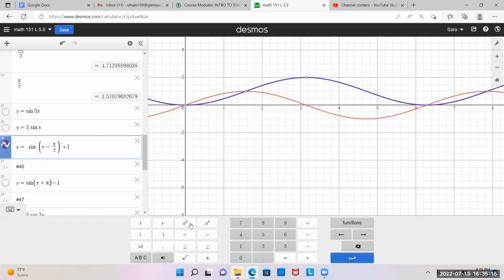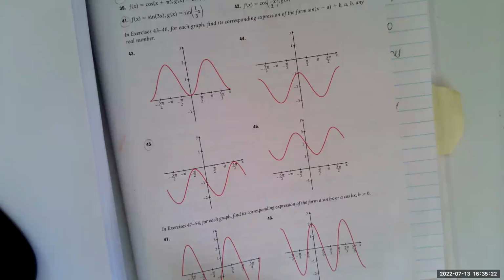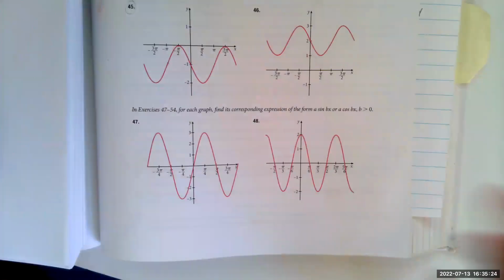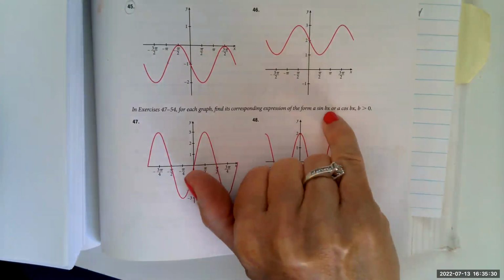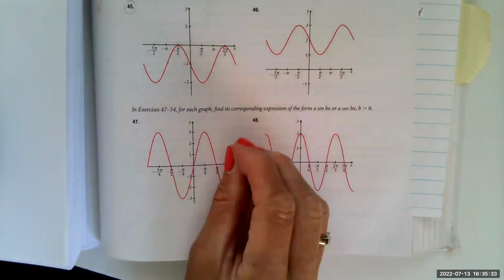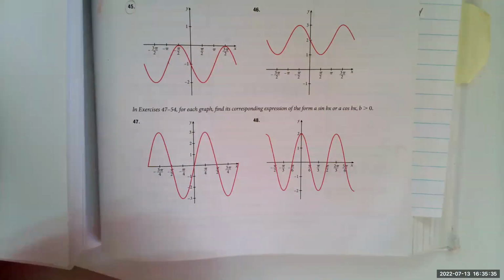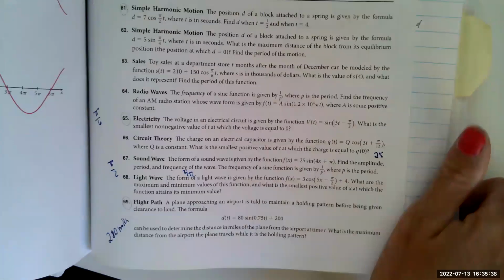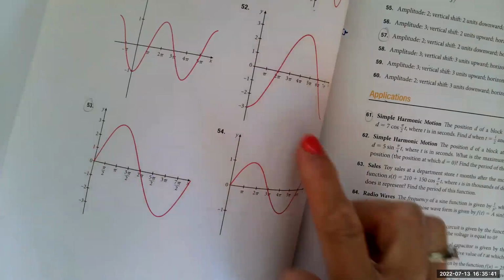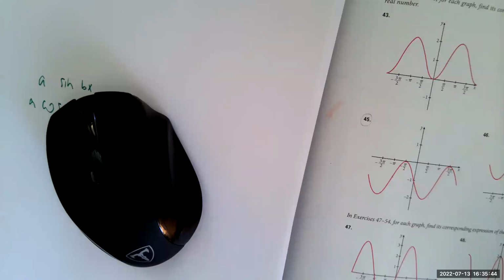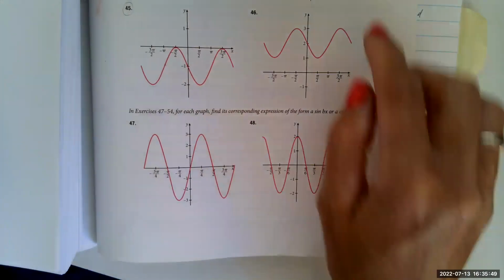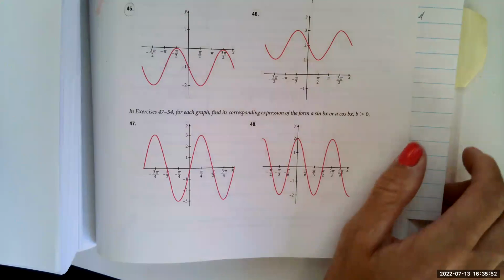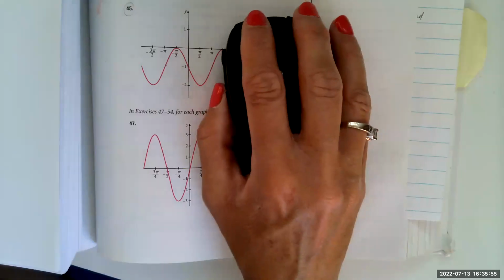So on number 47, let's go back to the book for a moment. On 47, it's asking us to either use an a sine b of x or a cosine b of x. Well, the b actually shrinks it, like makes it skinnier or makes it flatter. So notice how on 53 and 54, these are much more spread out than 52. Okay. And then the ones on 47 and 48 are much skinnier. Okay. That is going to be due to the A and the B. So let's look at 47 here.